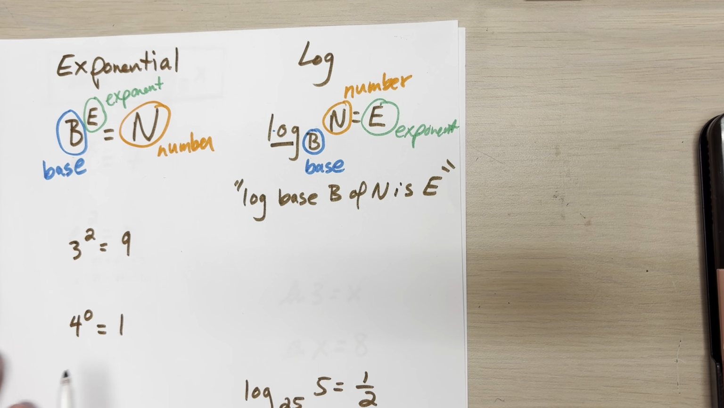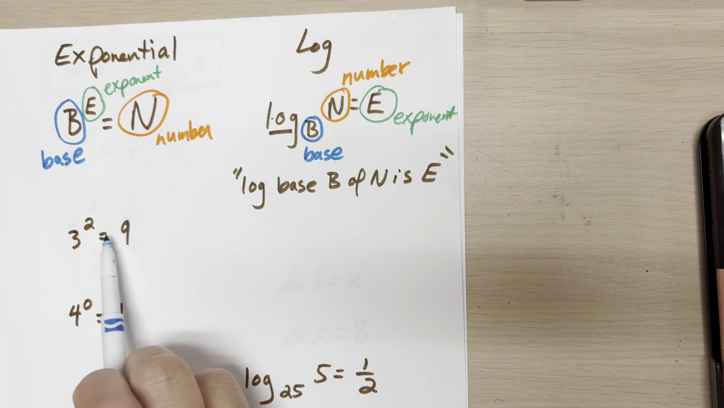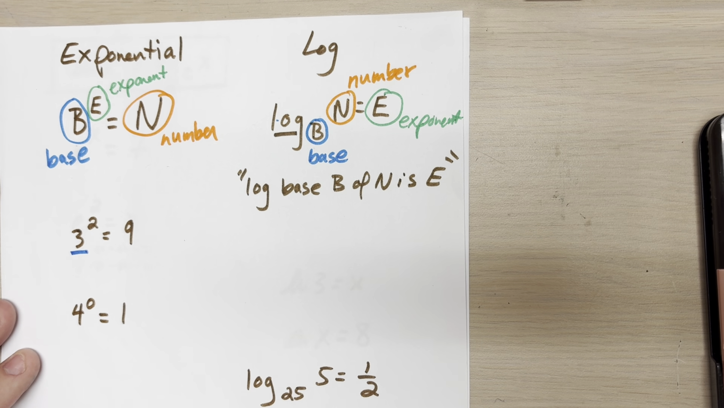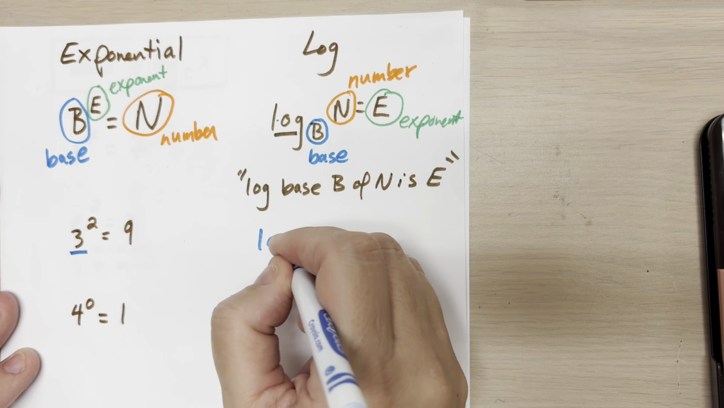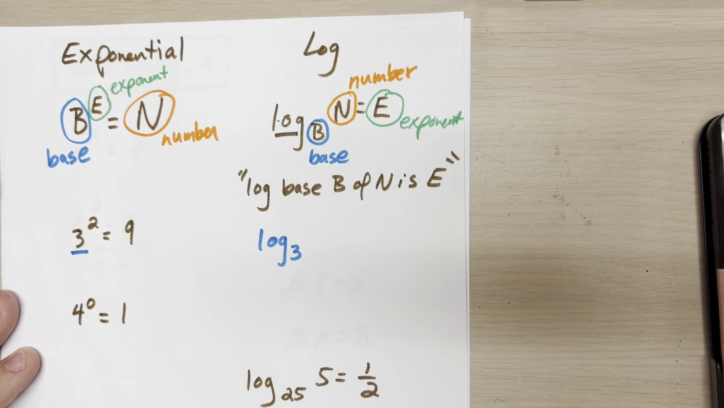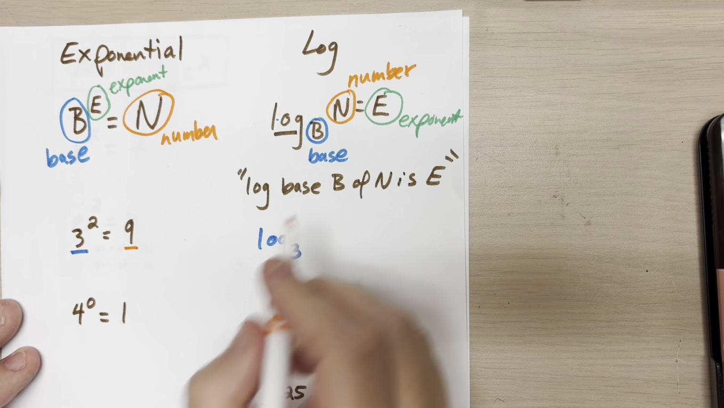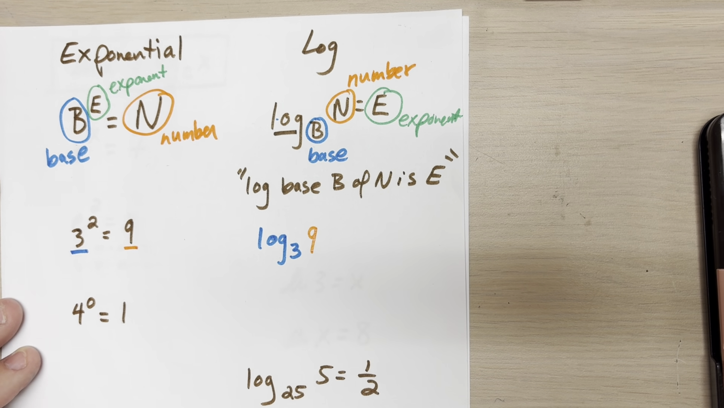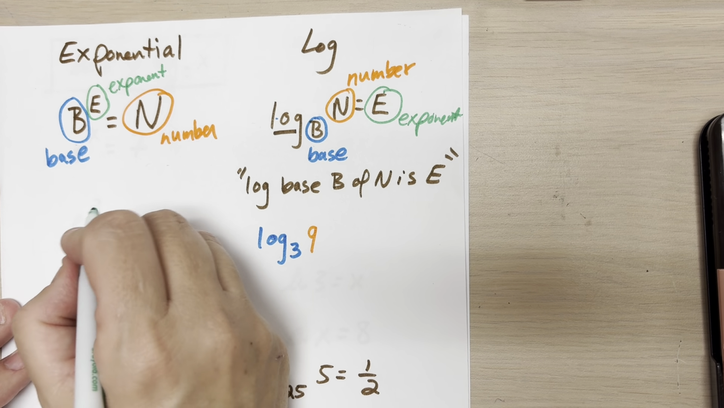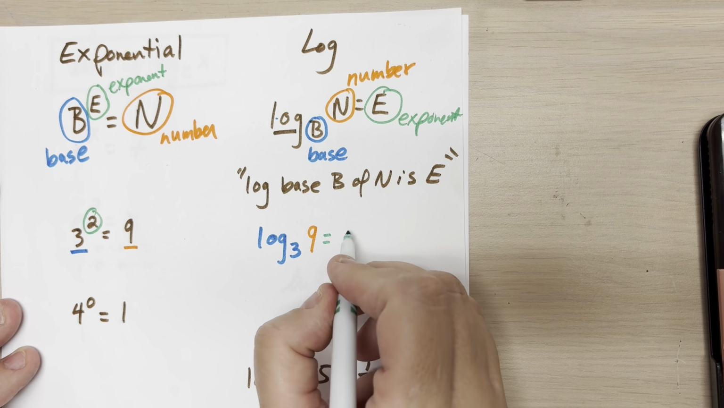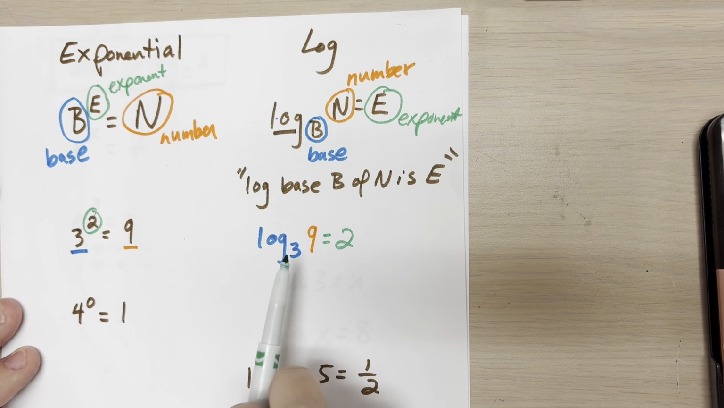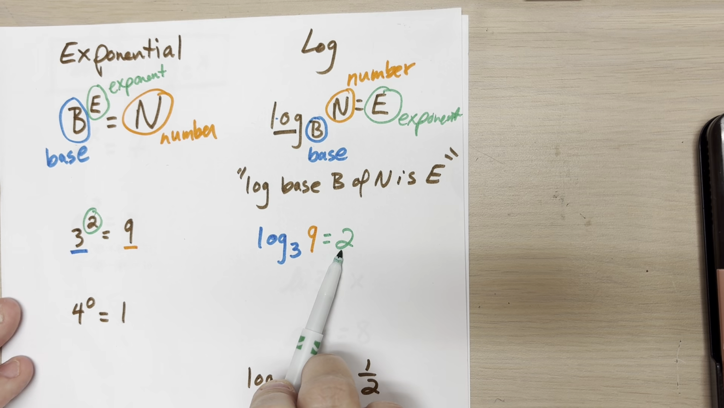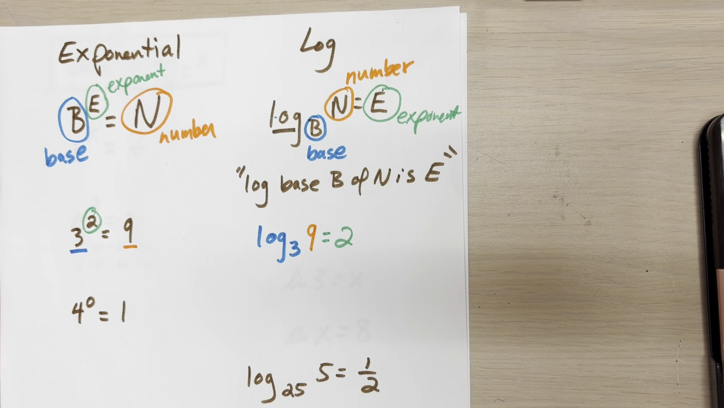Okay, let's see if we can convert back and forth with these different forms. All right, so we have 3 squared equals 9. The base is 3. So we're going to write log base 3 of the number 9 equals the exponent, 2. Log base 3 of 9 equals 2. And that's all you do to rewrite it over there.